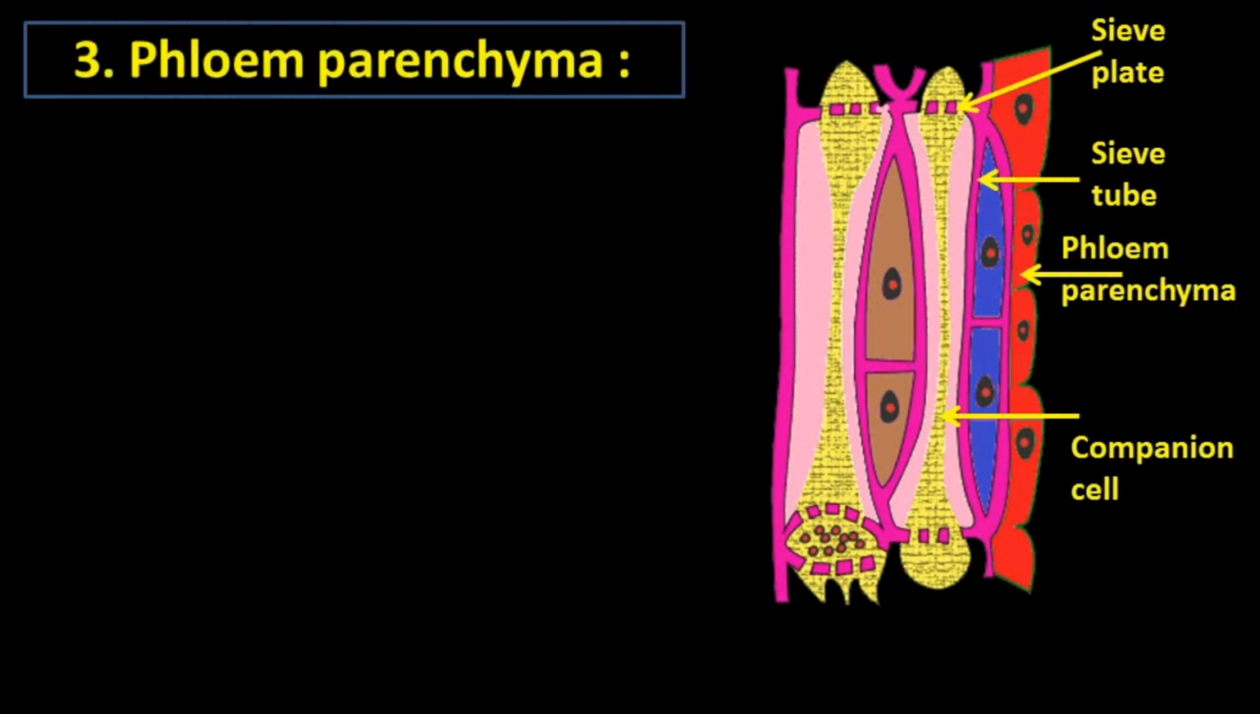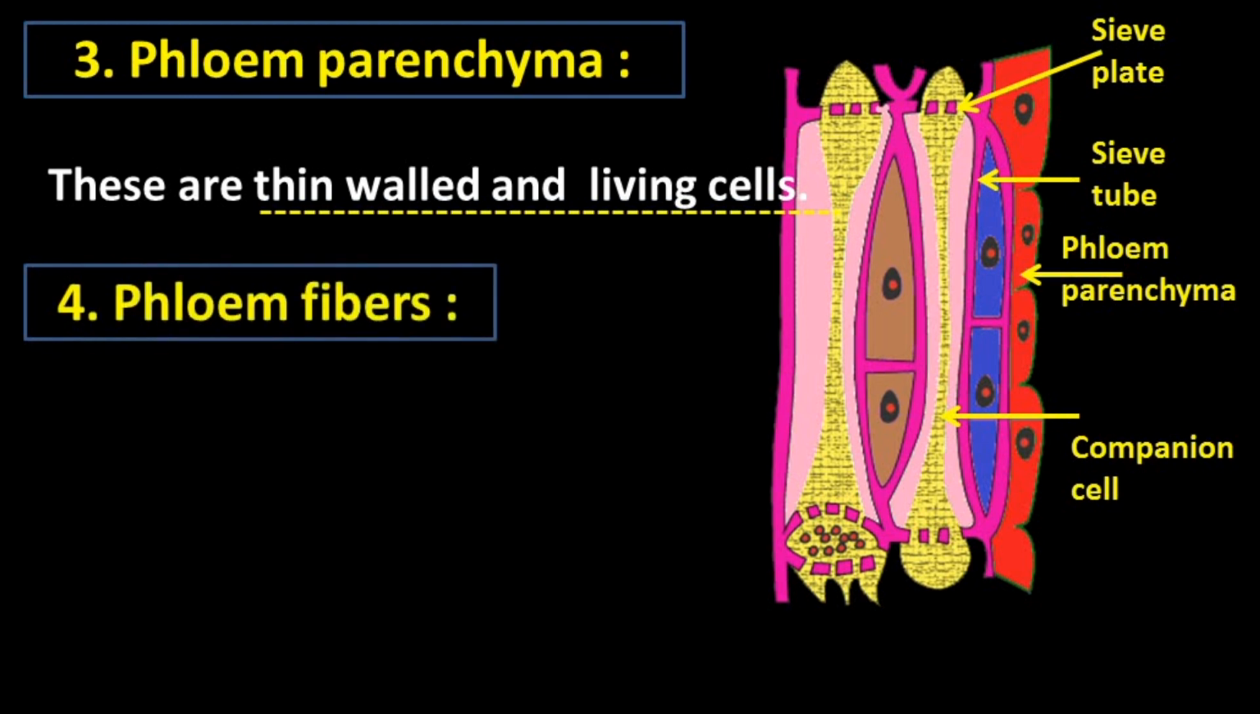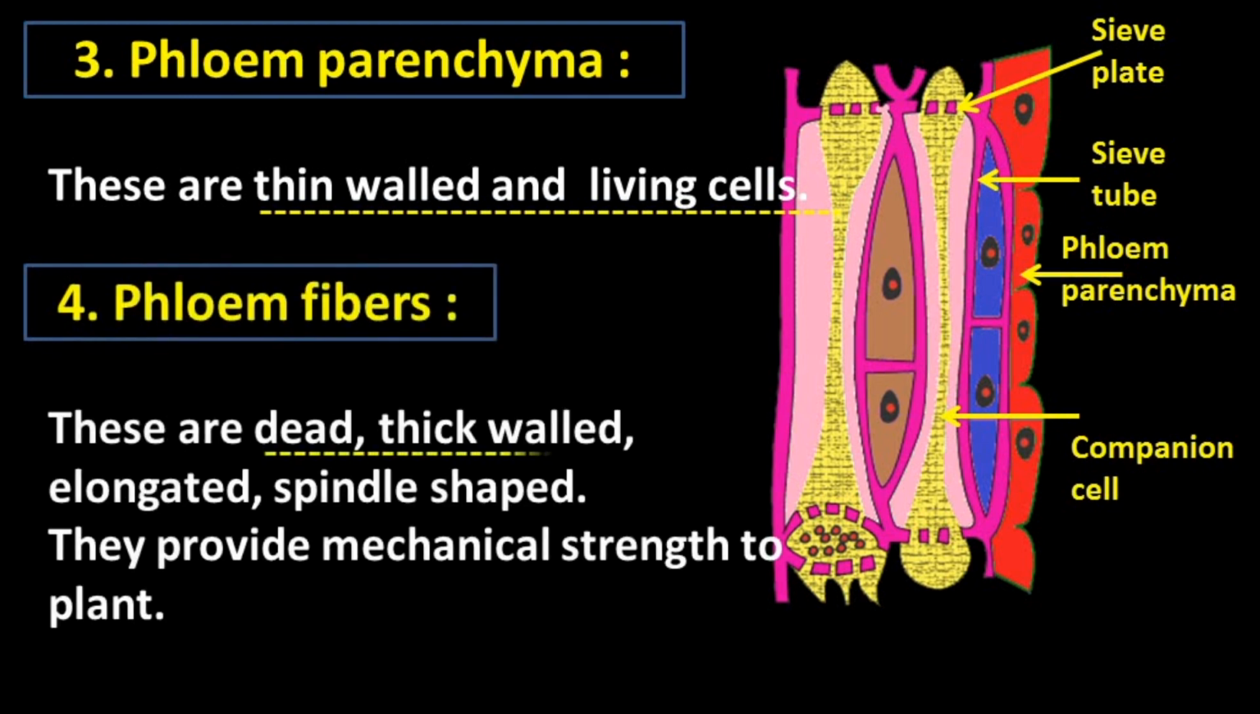Third, phloem parenchyma. These are thin-walled and living cells. Phloem fibers. These are dead, thick-walled, elongated, spindle-shaped. They provide mechanical strength to the plant. So these are the different type of plant tissues. In next part, we will discuss about animal tissue.